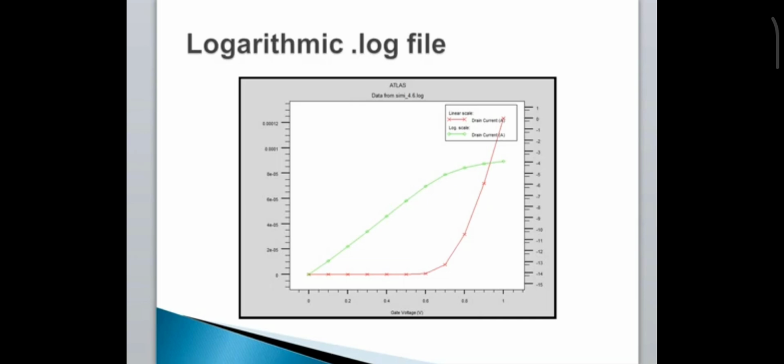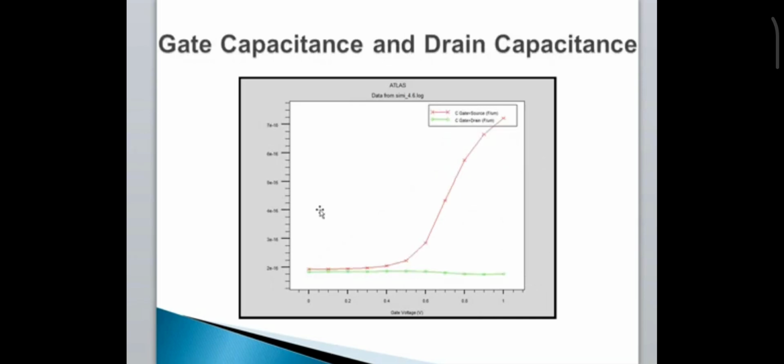Next result is the capacitance result. In a MOSFET, the gate capacitance is very high as compared to the gate-drain capacitance. You can observe this in the figure.